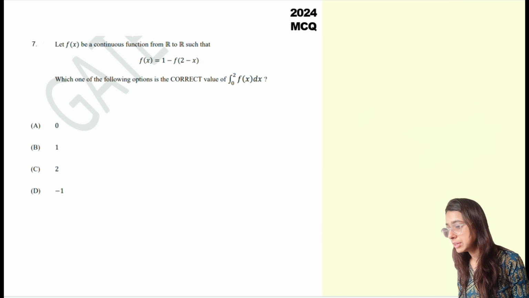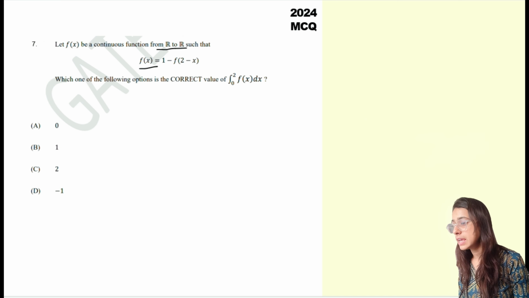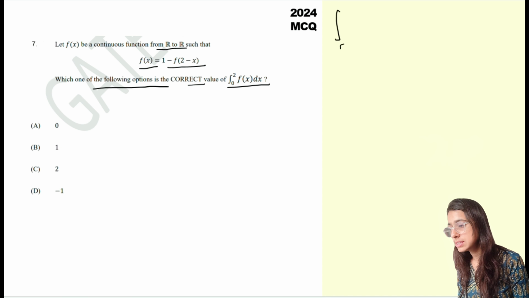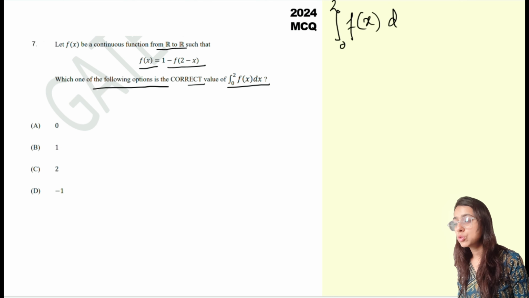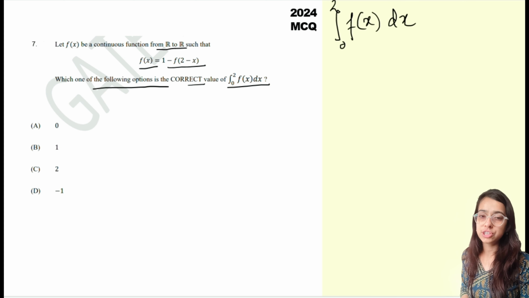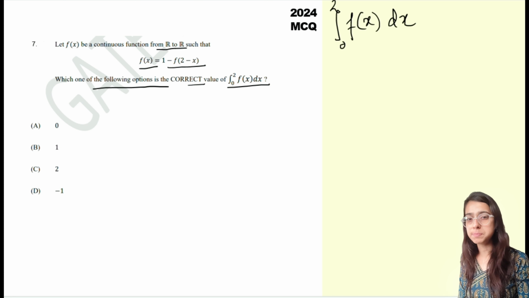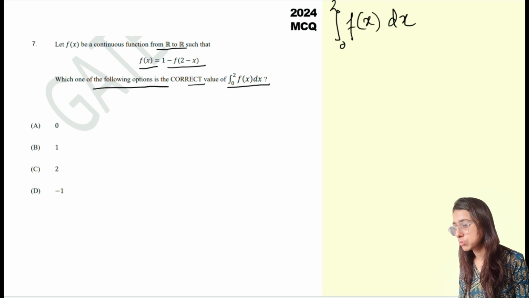Let f of x be a continuous function from R to R such that f of x is 1 minus f of 2 minus x. Which of the following options is the correct value for this integration? So यहाँ पर हमें पूछा गया है what is the integral from 0 to 2 of f of x dx. तो अब यहाँ पर आपको इंटीग्रेशन की कुछ बहुत ही बेसिक प्रॉपर्टीज पता होनी चाहिए. I will write those properties over here.